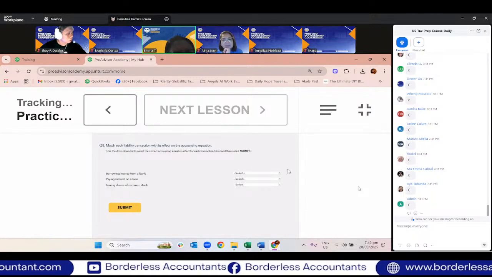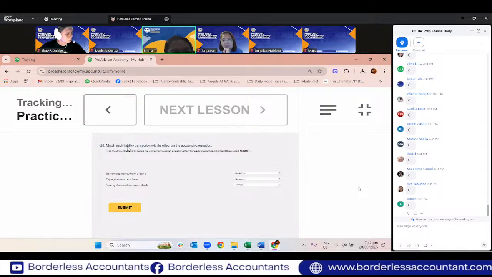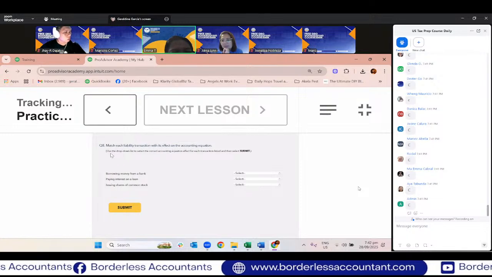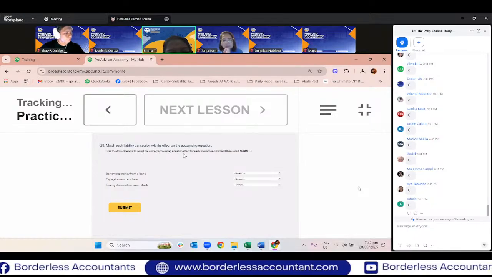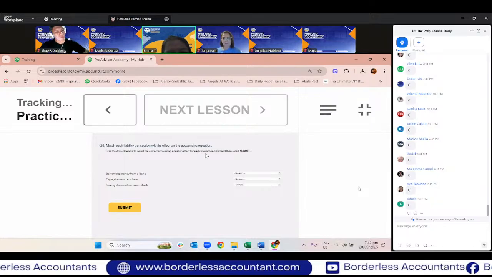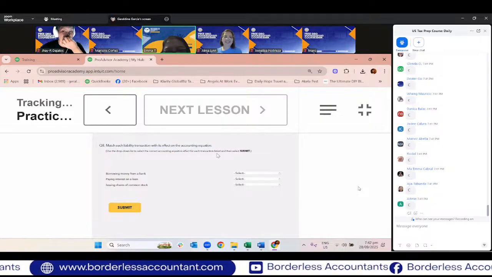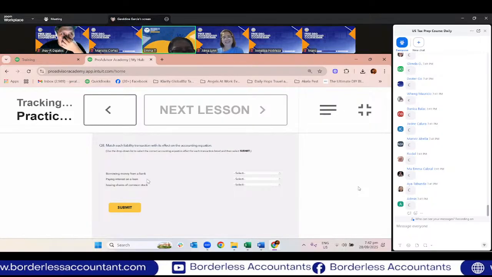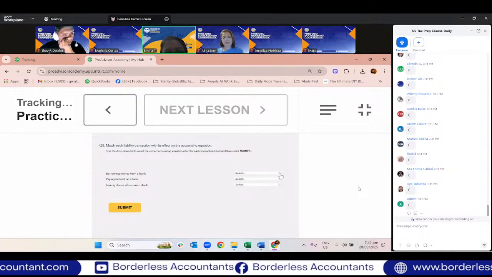So question number 8. Match its liability transaction with its effect on the accounting equation. Use the drop-down list to select the correct accounting equation effect for its transaction listed, and then select submit. Borrowing money from a bank. So let's click the drop-down list.